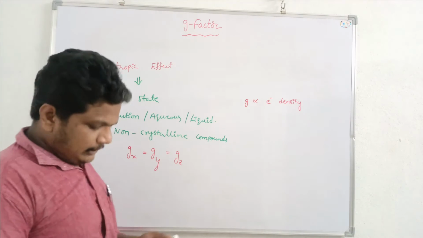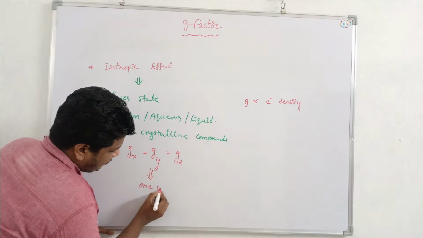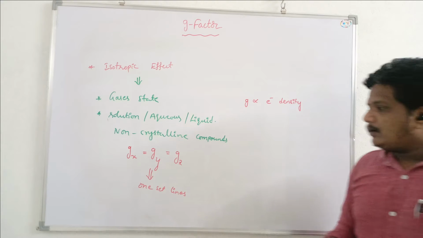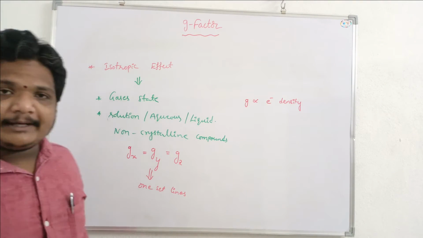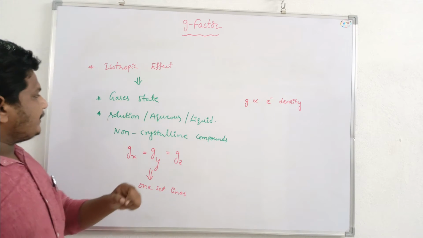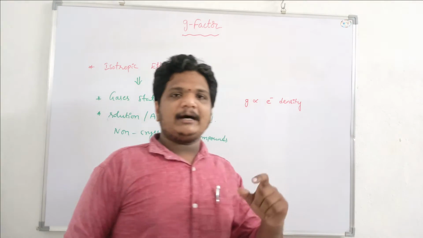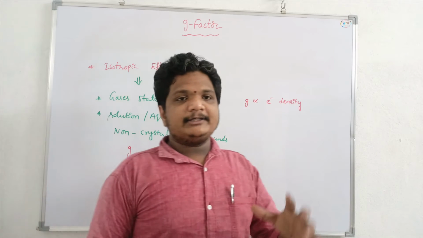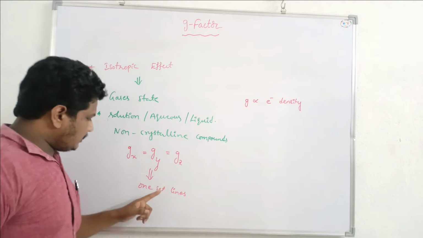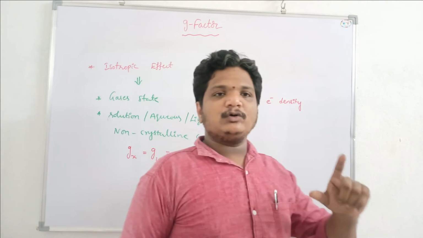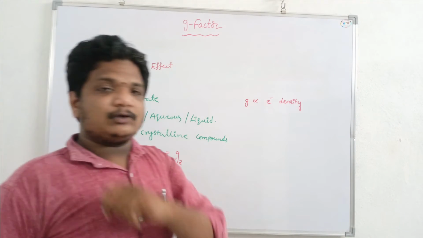So we have only one set of lines. We can observe one set of lines in the case of the isotropic effect. Along the x-axis, y-axis and z-axis we have similar electronic distribution, so that's why we get the same g value along all the directions. So now let us see the case of the anisotropic effect.